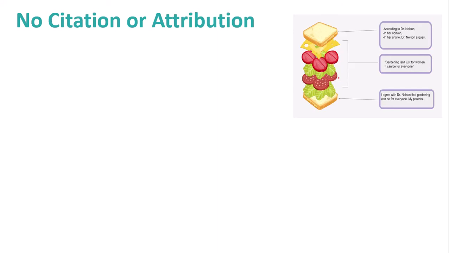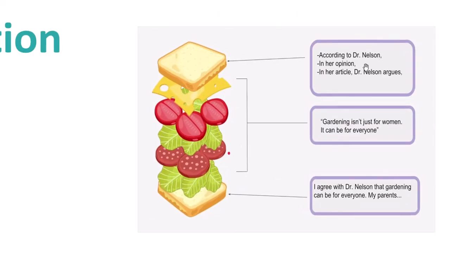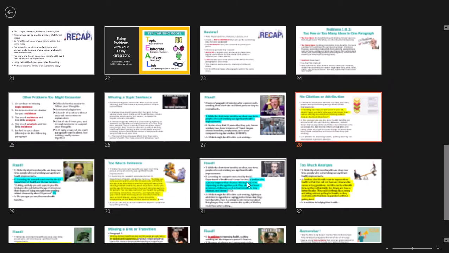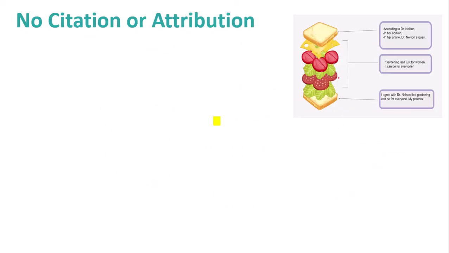No citation or attribution. So the sandwich method that we've talked about before, I'm going to zoom in on this real fast. According to, and then the quotation. Here they have an analysis, but for our purposes, we want the citation before we get to that point, because we're using things from research. Whoops, I zoomed out too much.